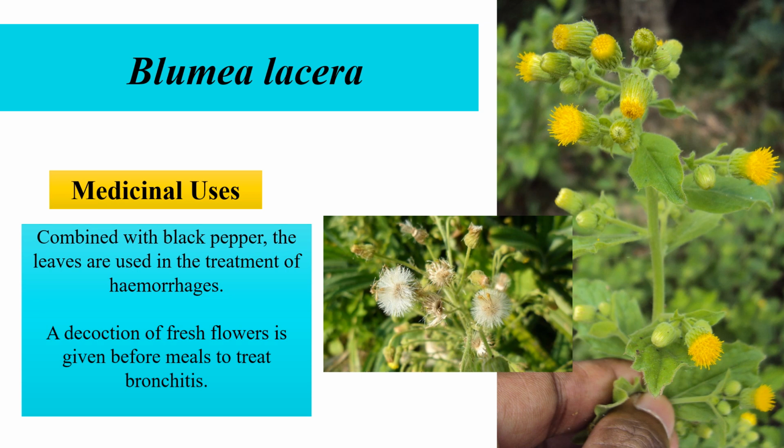And these plants are found in wastelands, in grasslands, and near village areas also you can find these plants. And medicinally, the leaves combined with black pepper are used in the treatment of hemorrhage, and a decoction of fresh flower is given before meals to treat bronchitis.